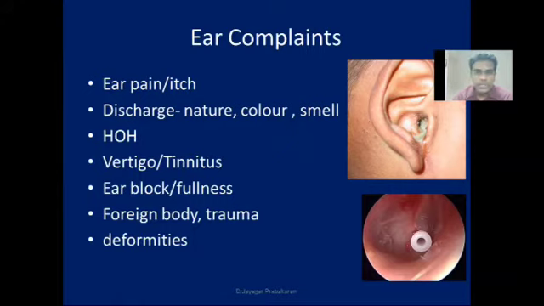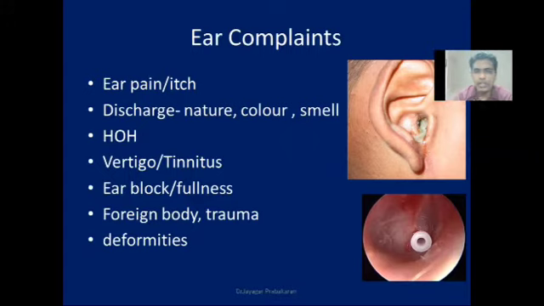Whereas sensorineural is like ototoxicity, your drugs causing ototoxicity, presbycusis, age-related hearing loss, noise-induced hearing loss, or long-standing CSOM can also cause sensorineural hearing loss. Because if the patient has pus for a very long time in the ear untreated, bacterial toxins can imbibe through the round window. It can cause inner ear damage.